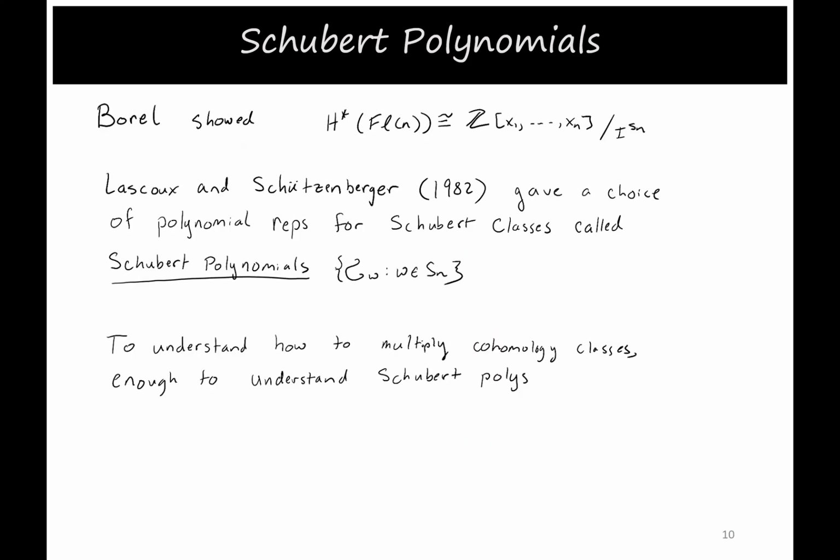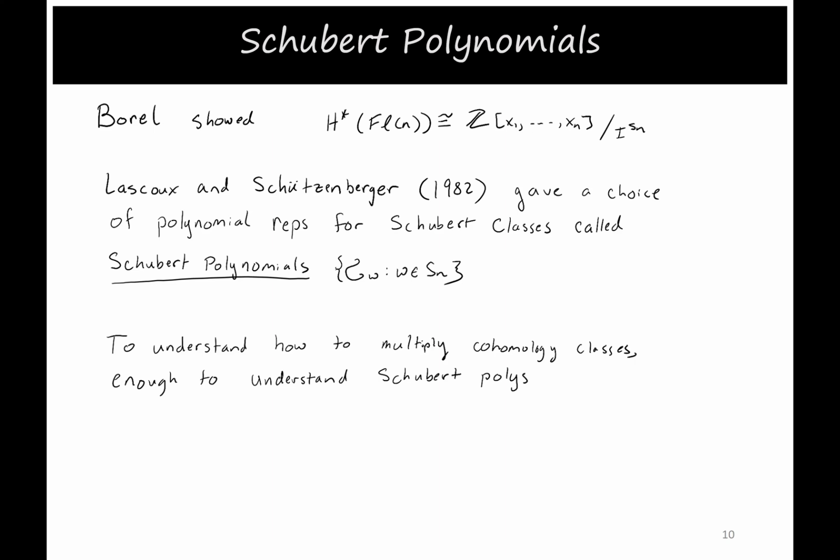So good news for us, if you, like me, do not want to do cup products in cohomology rings, you can think about this ring as just a quotient of a polynomial ring. It's just an ordinary polynomial ring in n variables, and you quotient out by the ideal that's generated by the non-constant elementary symmetric polynomials.